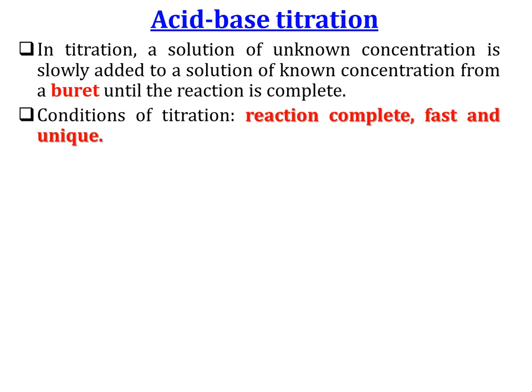The conditions of titrations are three. The reaction between the solution unknown and the solution known should be complete, fast, and unique. Complete means that if the stoichiometry of the reaction is 1, 1, 1, 1, the equilibrium constant of the reaction, Kr, should be greater than 10 to the power 6.